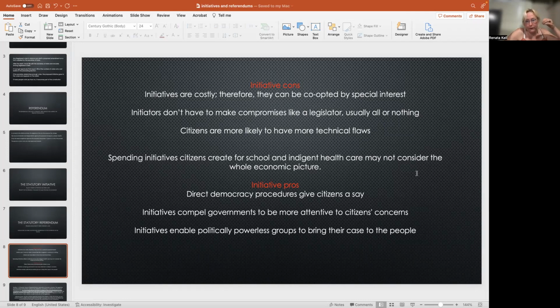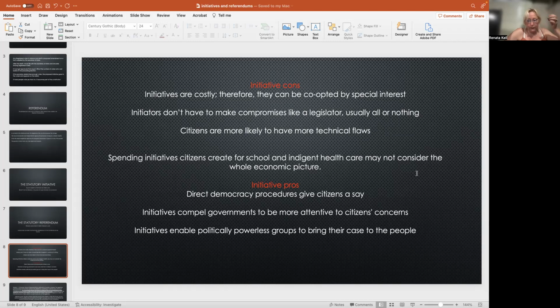Spending initiatives citizens create for school and indigenous healthcare. Sometimes they don't consider the whole economic picture. They only see what that school or that healthcare company needs, and how it affects everything in the state and its citizens. So they may not have done the legwork or looked into it as much. Therefore, that could be a con.